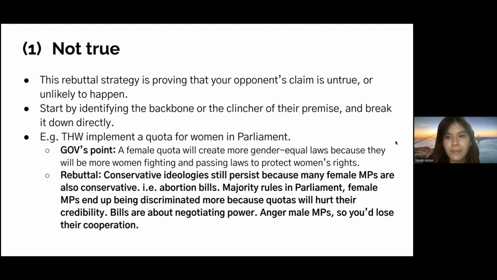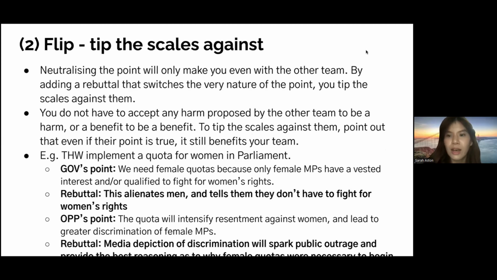Okay, right. I hope that's clear. Now, number two is to basically flip or tip the scale against. This basically talks a lot about how you're able to neutralize the point, because what it does is it will make you even with the other team.